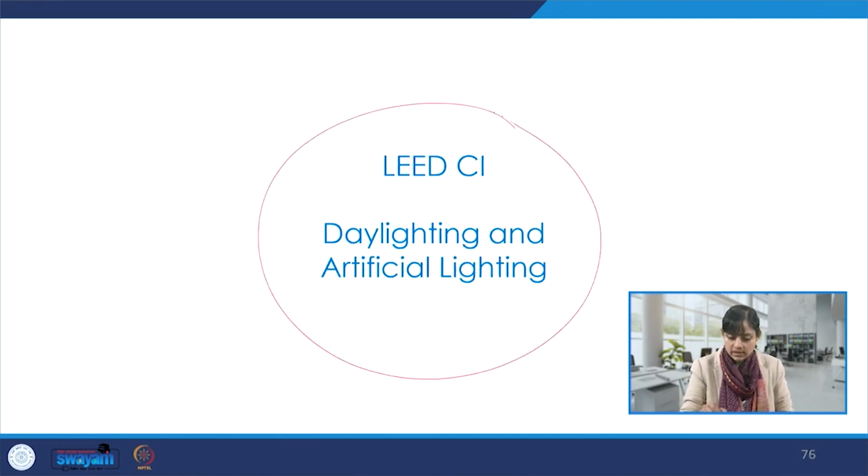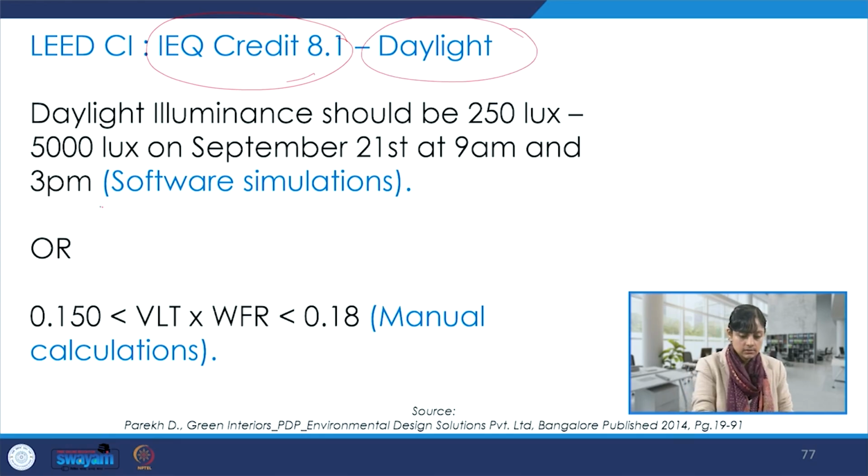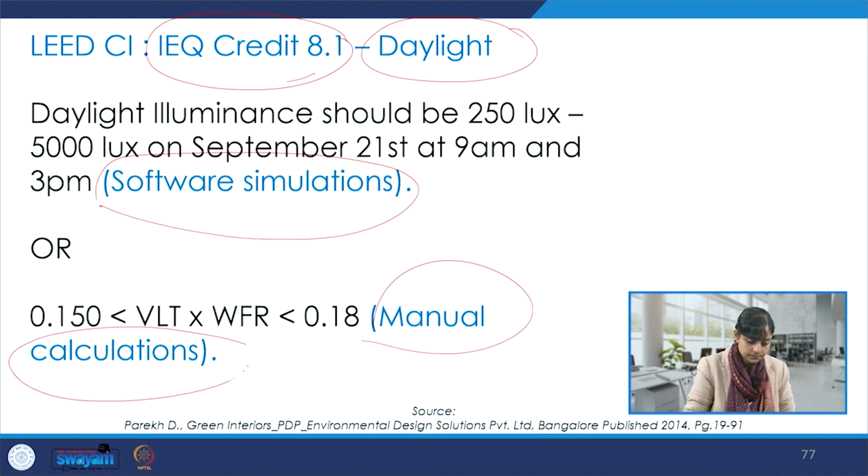Let's talk about LEED CI because we are talking about green interiors, and let's focus on daylighting and artificial lighting because lighting is a very, very significant component when we talk about interior design projects. So we are talking about IEQ, the Indoor Environmental Quality Credit 8.1, which focuses on daylight. And either we could use software simulations or manual calculations, or a light meter for calculating.